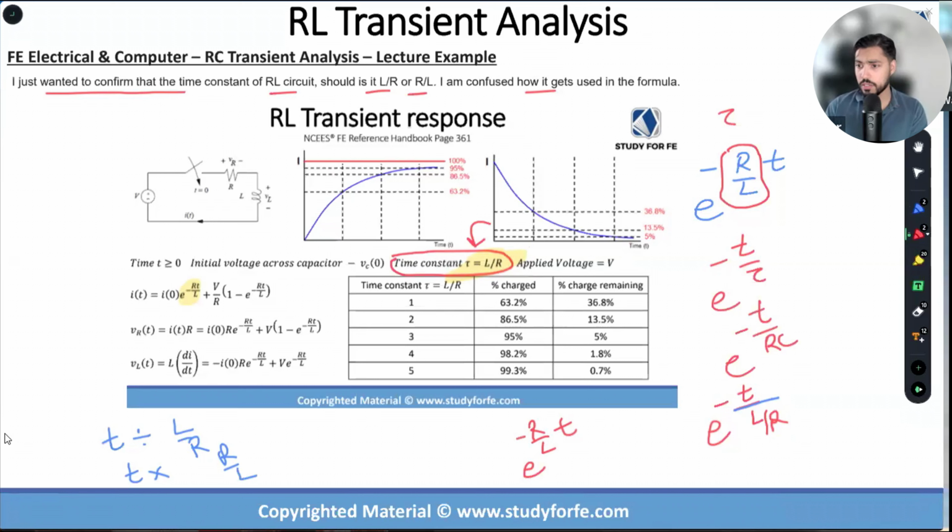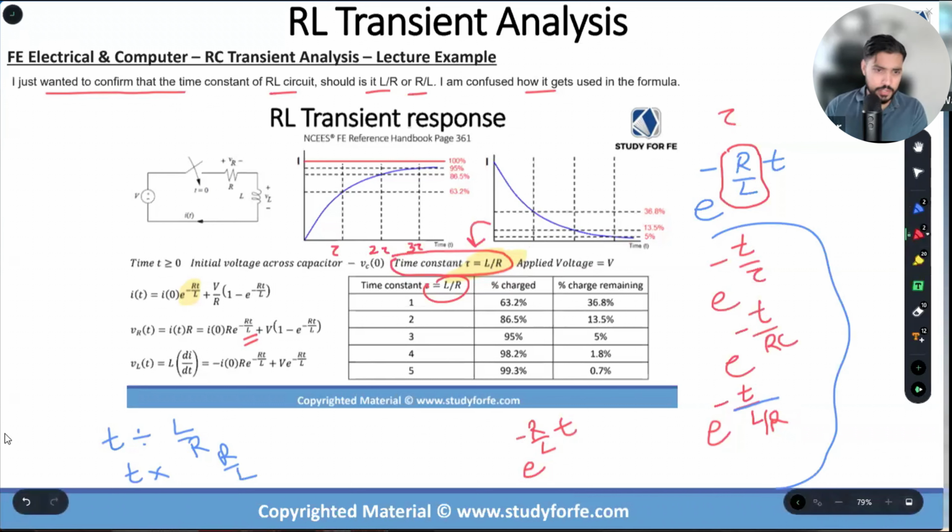It is not R by L. And the way that this graph is labeled is that this is tau, this is 2 tau, and then 3 tau, and then 4 tau, and then 5 tau, and so on. Time constant is L by R. It shows as R by L in the formulas because of this detailed explanation that I have just provided. And again, you don't even need to memorize it, given the fact that it is provided in the reference handbook, this should be a non-issue.